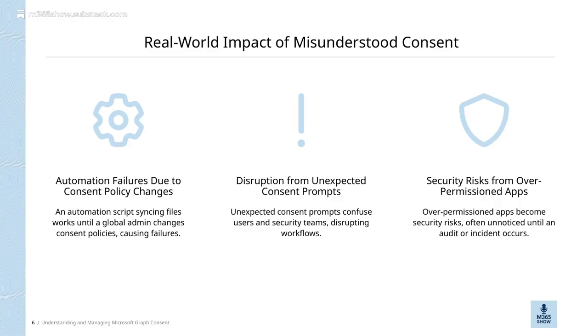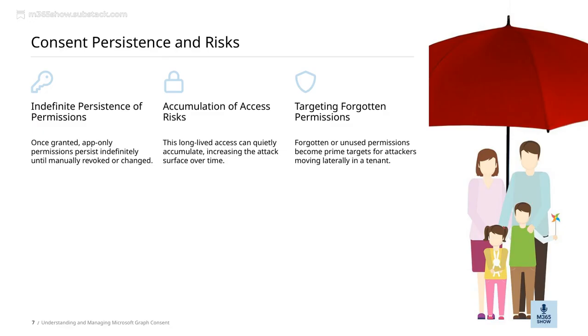Misunderstood or poorly managed consent can lead to security gaps, operational hiccups, and even data breaches. So, it's essential to have a clear understanding of consent management within Microsoft Graph to safeguard our environments and ensure everything runs smoothly. Let's take a closer look at consent persistence and the risks involved.